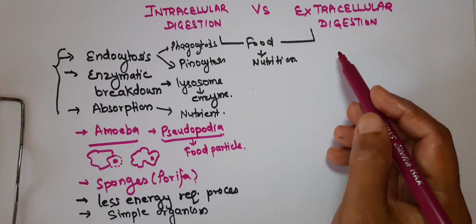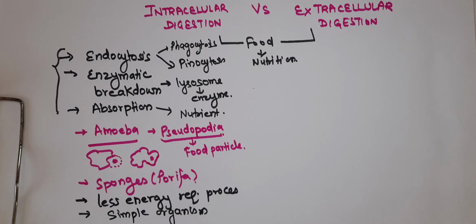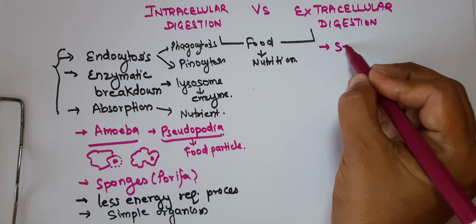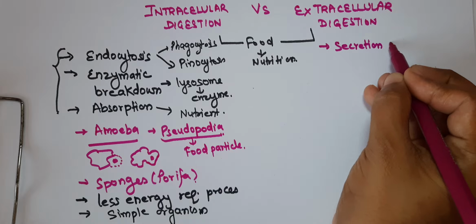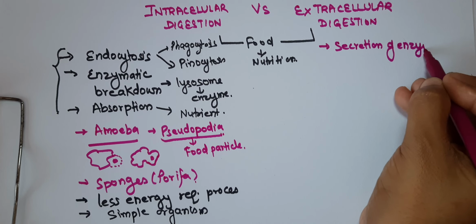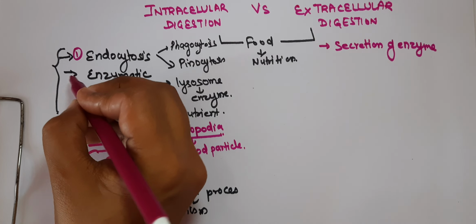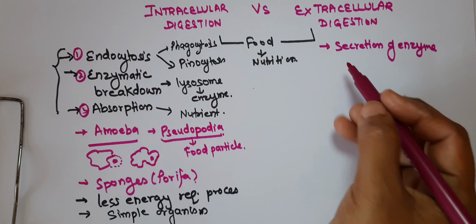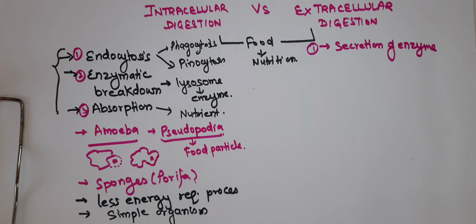Now let's talk about extracellular digestion. I told you it occurs outside the cell, within a specialized cavity or the external environment, where the enzymes break down the food and the nutrients are absorbed subsequently. So the process involves, the first one is the secretion of enzyme. These are the three steps for intracellular digestion, and the steps involved in extracellular digestion begin with the secretion of enzyme.